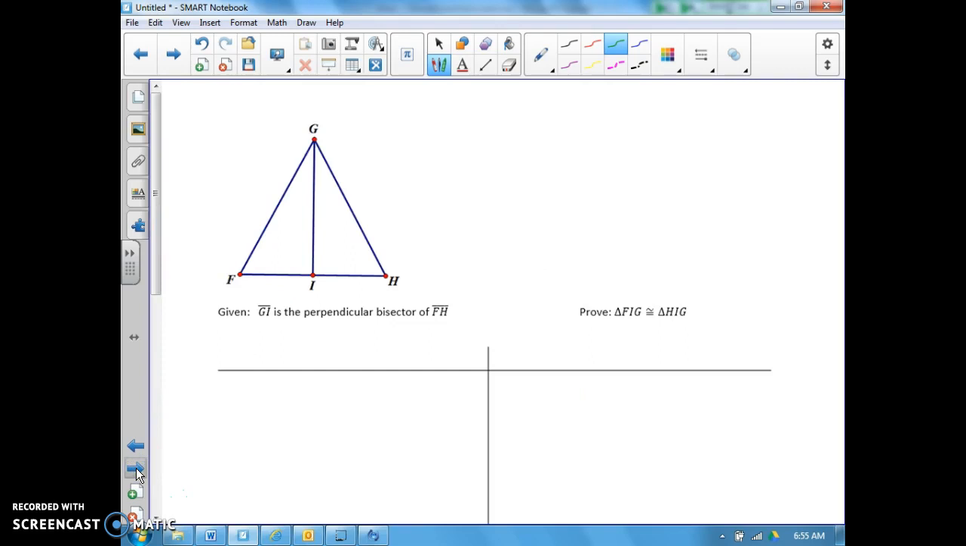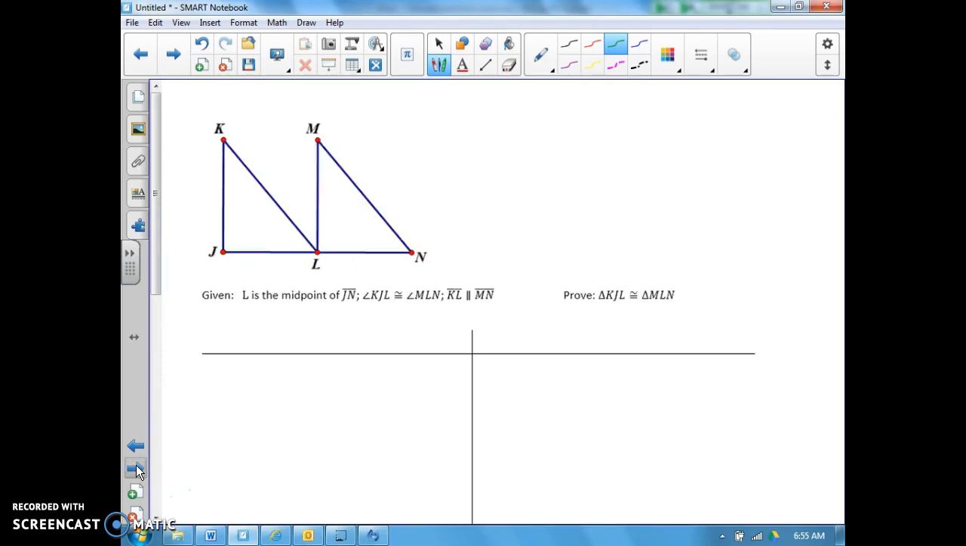Okay, I'm going to skip this proof for the time being and come back to it in half a second. But let's look at this one now. This proof, we have to do a little bit more work, but not too much more. But let's look and see what they give me. L is the midpoint of JN. So if L is the midpoint, that means that it divides that segment directly in half, which is going to make JL congruent to LN. I'm going to use it in my proof.